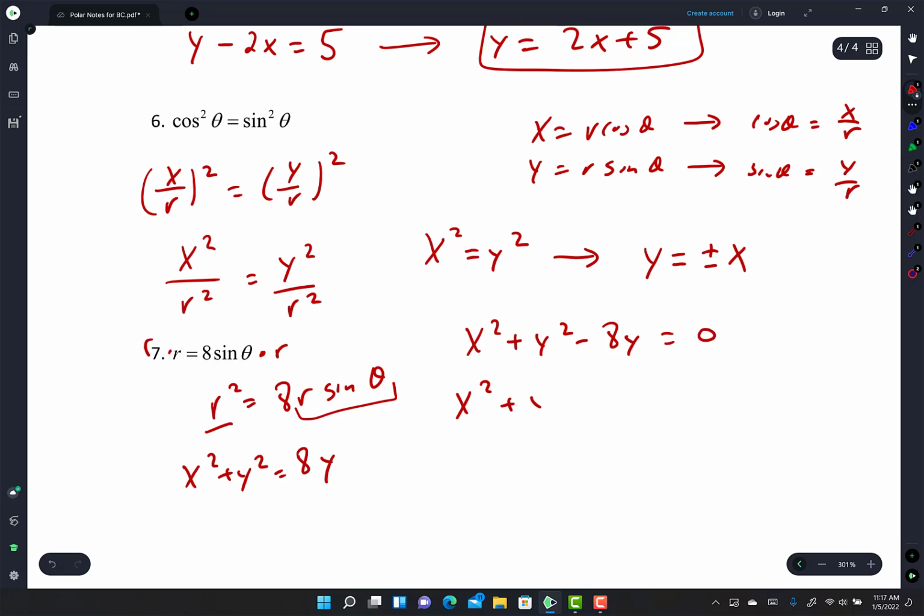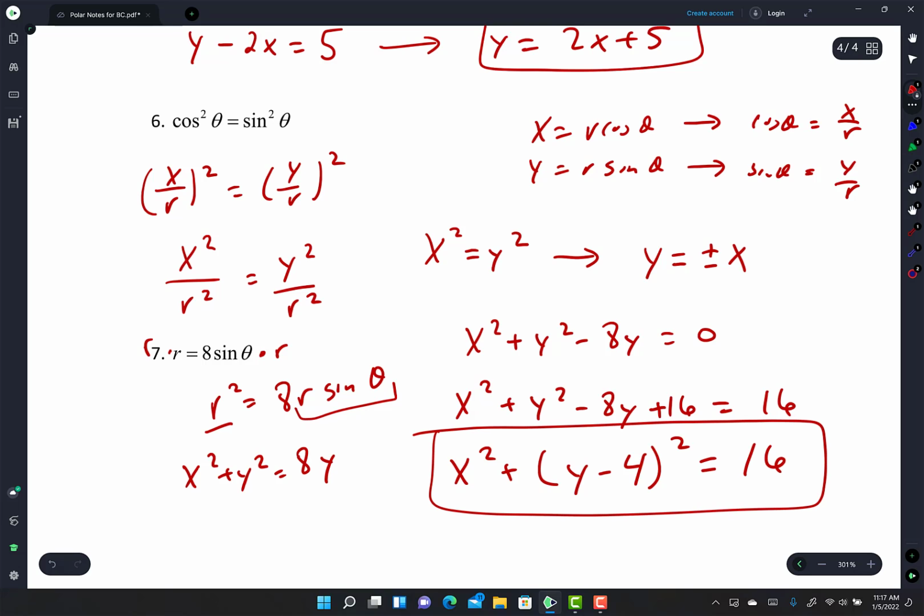x squared plus y squared minus 8y. 8 divided by 2 is 4, and 4 squared is 16. Whatever you do to one side, do to the other. x squared plus the quantity y minus 4, squared, equals 16. You can leave it like that. Where's the center? What shape is this? A circle. Where's the center? (0, 4). What's the radius? 4.